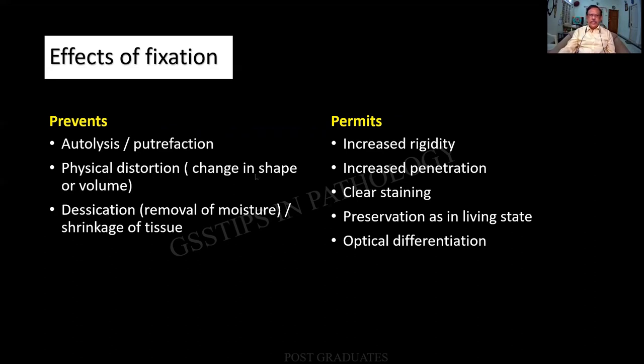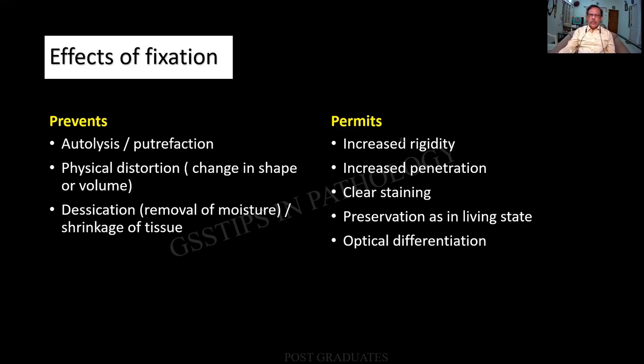Physical distortion, a change in the shape and volume, is also prevented by fixation, an ideal fixative. Desiccation, so it prevents removal of the moisture or the shrinkage of the tissue. These are some of the advantages of it, which we shall go through in the list later on.